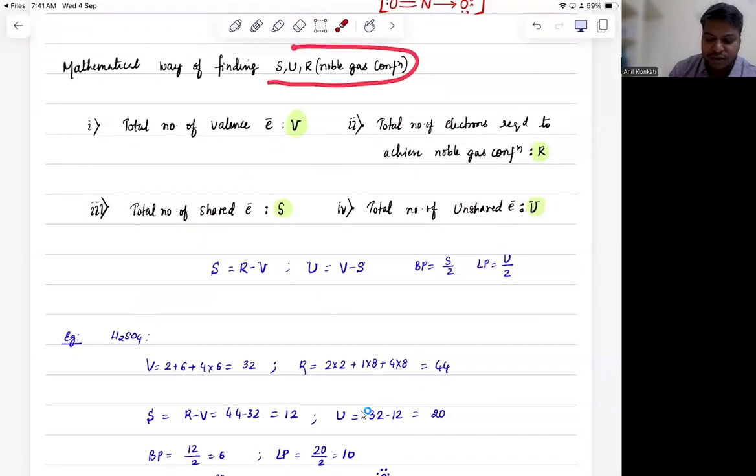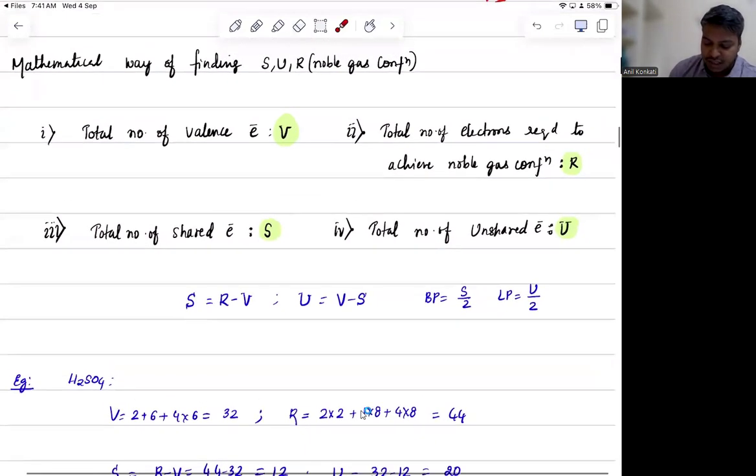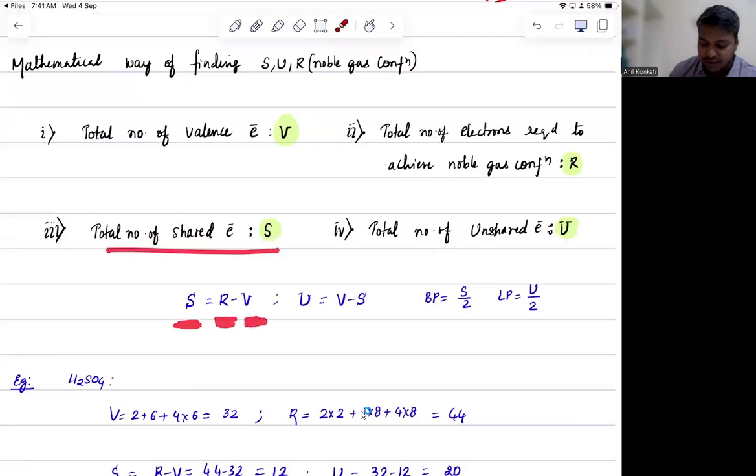Mathematical finding of SUR. Here, for example, the total number of valence electrons we write as V. The number of electrons actually required to achieve the noble gas configuration is R. Total shared pair electrons are S and the number of unshared pair electrons are U. So S represents the number of shared pair electrons, which is equal to R, the number of electrons required to achieve octet completion, minus V, the valence electrons, and U is V minus S.